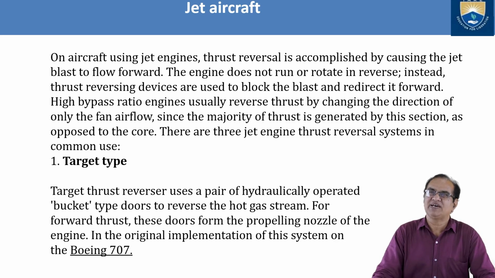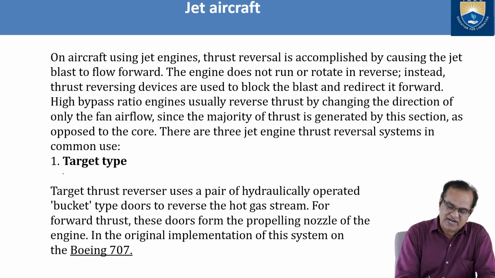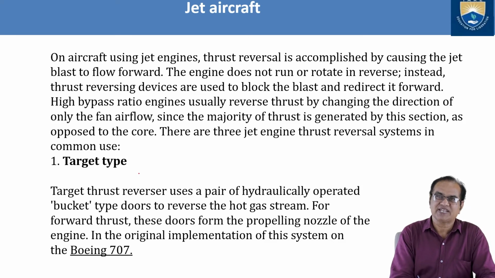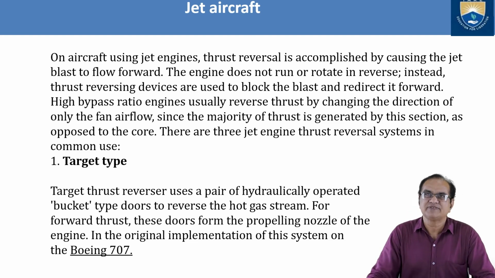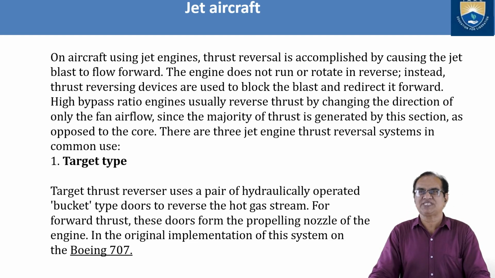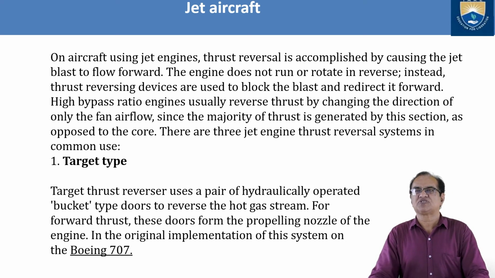Since the majority of the thrust is generated by this section as opposed to the core, there are three jet engine thrust reversal systems in common use. The first one is the target type, which I will also discuss, and I will show the diagram in the next slide. Target thrust reversal uses a pair of hydraulically operated bucket type doors to reverse the hot gas stream. For forward thrust, these doors form the propelling nozzle of the engine.